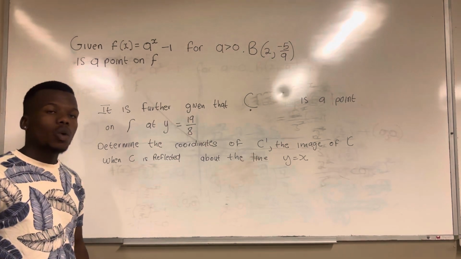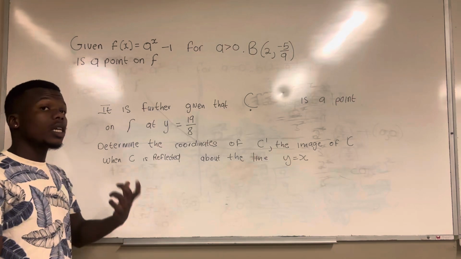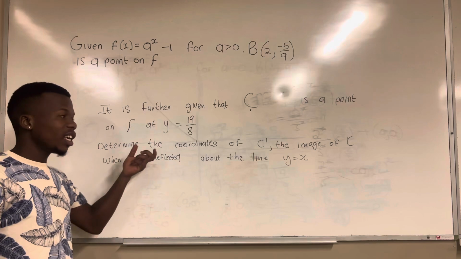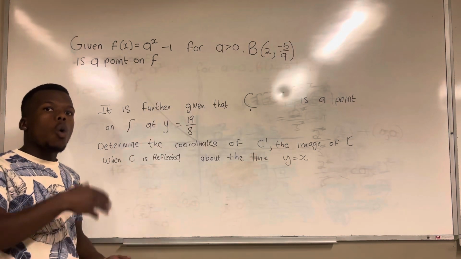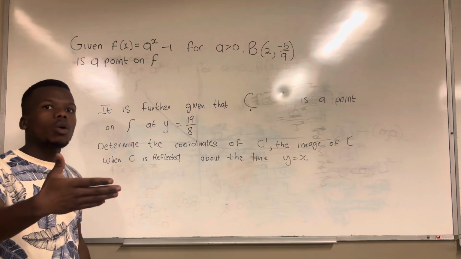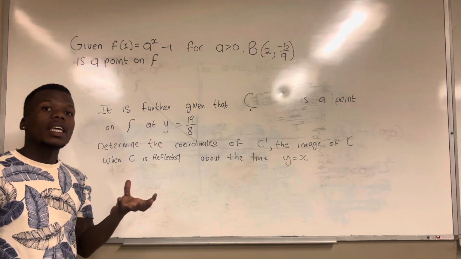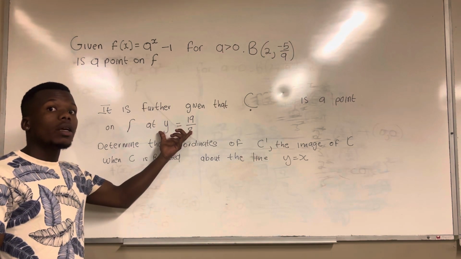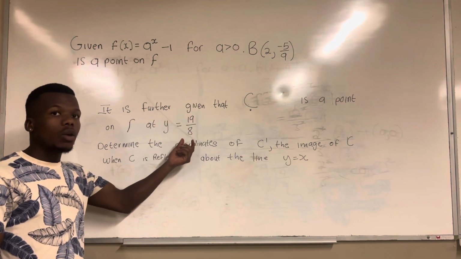We are on the last question. Let's see the statement that they gave us. It says it is further given that C is a point on f at y equals 19 over 8. What do we mean by saying a point on f? Meaning C is a coordinate having x and y. We are already given our y value, which is y equals 19 over 8.